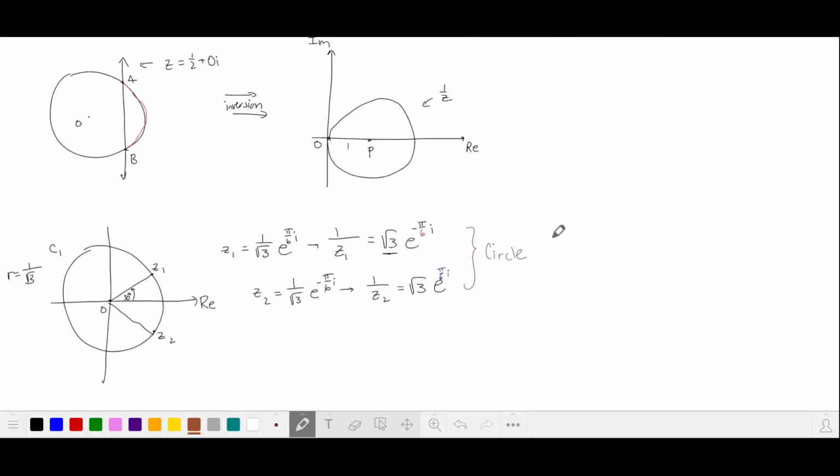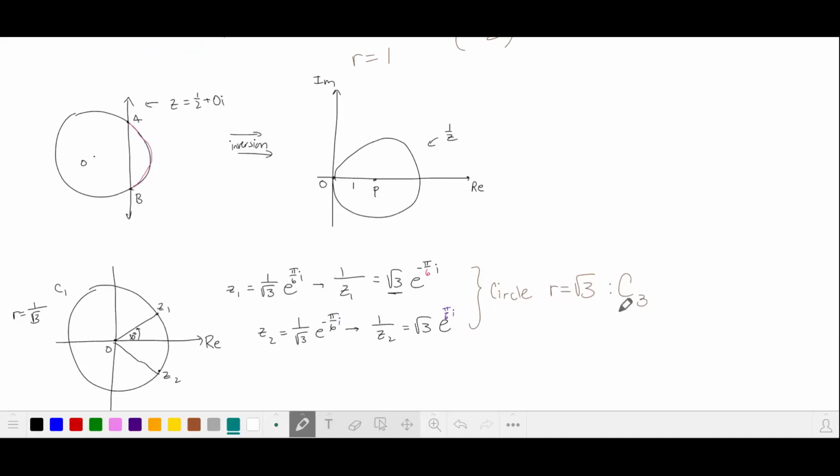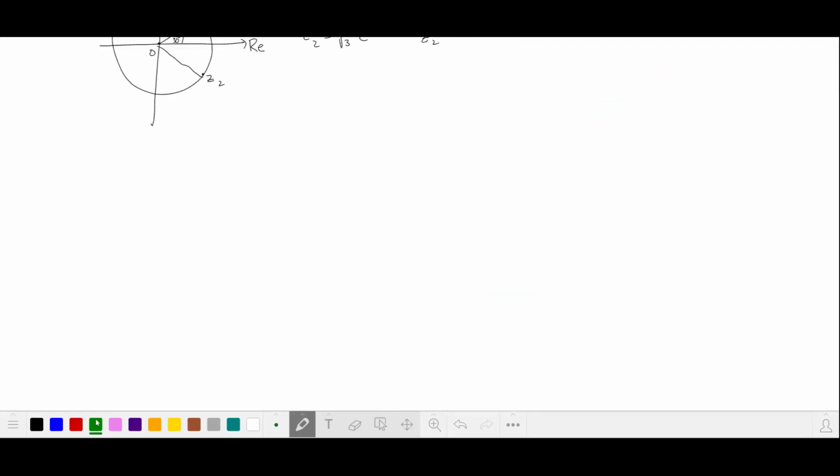This circle is centered at the origin with radius √3. Let's call this circle 3. So now we're going to find the area of the points that are located between circle 3 and this circle 2, which was the inversion of the other boundary line. Let's draw these two circles. This is circle 3 with a radius of √3.